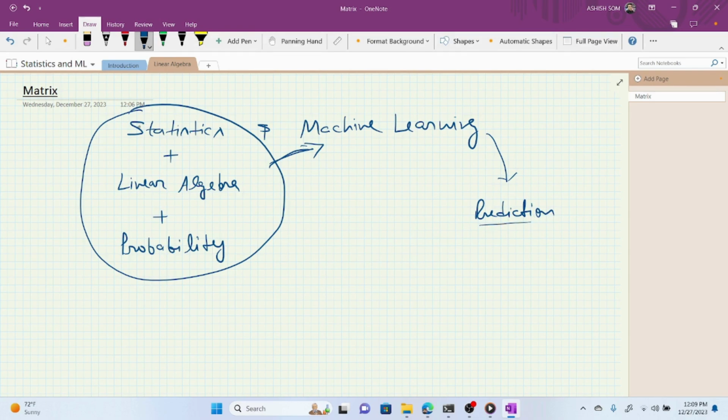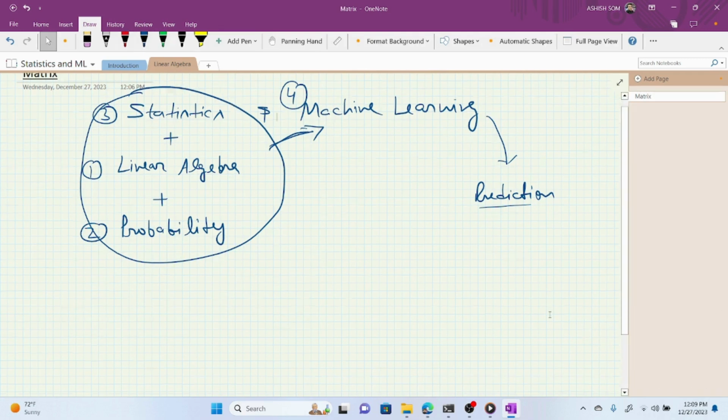So first we will see linear algebra, then we will go with probability, then we will learn statistics, and after that we will see their application in machine learning. So let's start with the first part, and that is linear algebra.